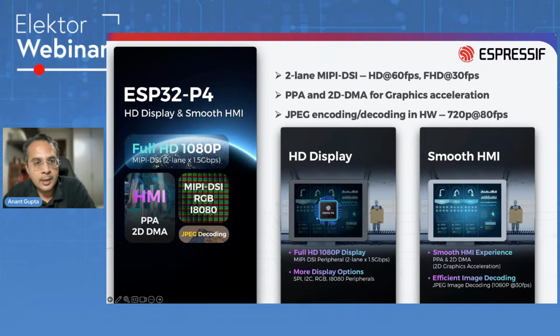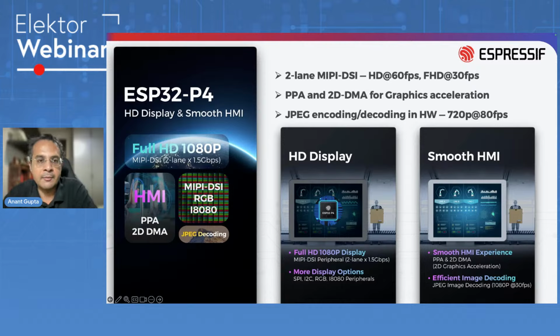Apart from that, we have a couple of graphic accelerators, primarily the PPA, which is a pixel processing accelerator. It can be used to offload functions like tilt, rotate or zoom. All that can be handled by the PPA without involving the CPU. So all these changes on the graphics and the display can be offloaded. Then there is a 2D DMA, which is basically used to move the buffers around at a much better efficiency.